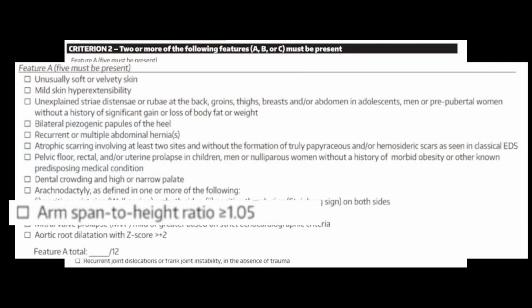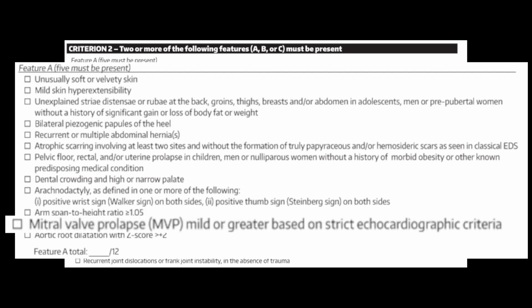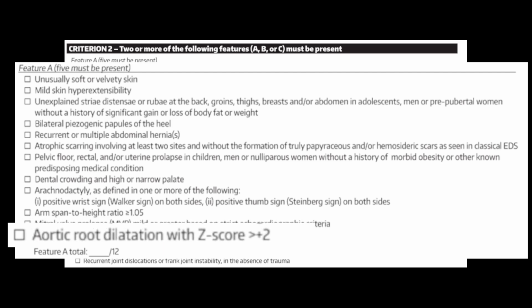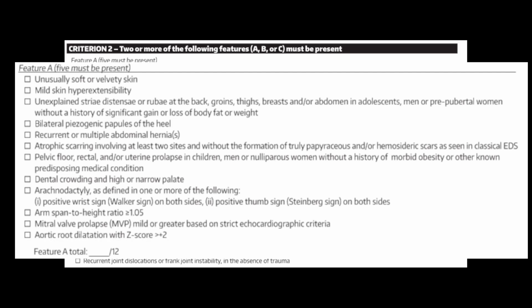The next point is arm span to height ratio greater than 1.05. I qualified on that one as well. The next point is mitral valve prolapse, mild or greater based on strict echo criteria. I did not qualify for that one, thank goodness. And the next one, aortic root dilation with a Z-score of greater than 2. I also did not qualify on that piece. So if you had 5 or more in that section, then feature A, you're positive on.